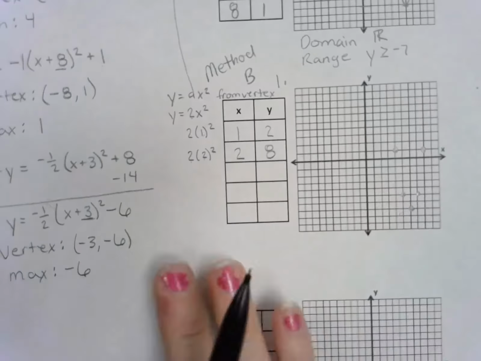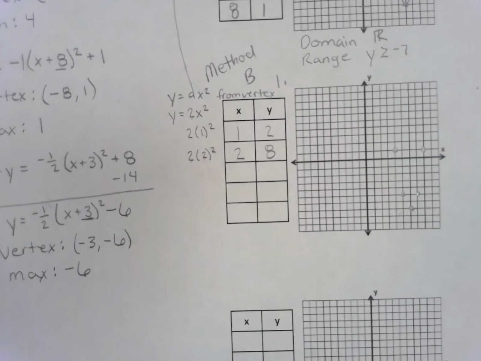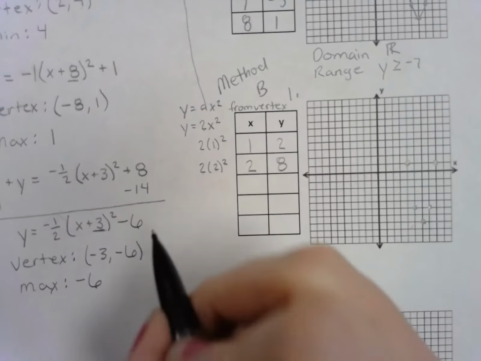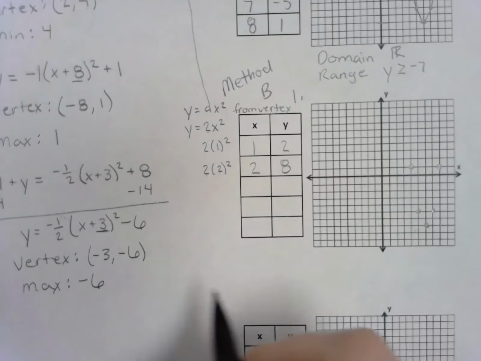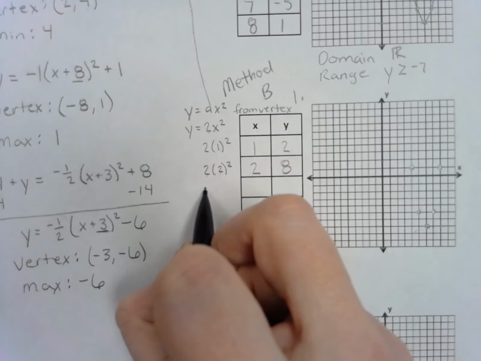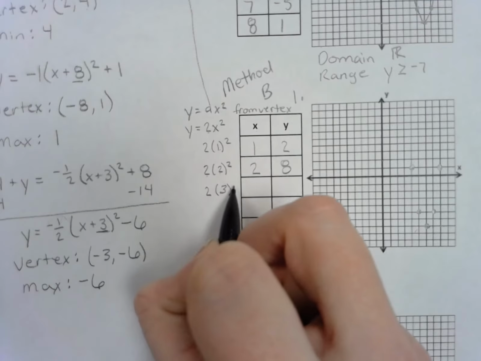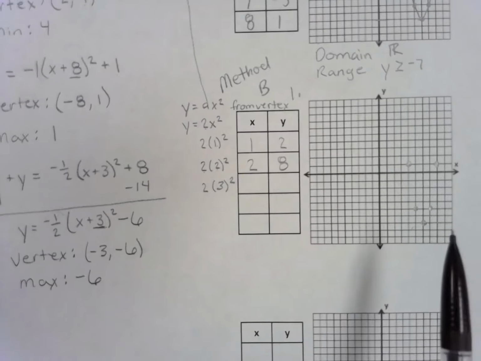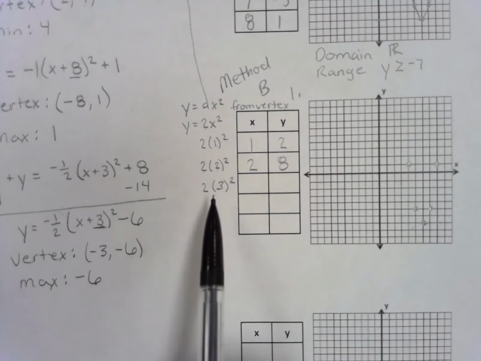5 points are plenty, but I know this is a new method, so I'm going to go ahead and show you how to do 3 x values away. But this would be plenty to be a complete graph. So 2 times 3 squared. Always be careful with order of operations. I find that some students want to multiply first and then square it, and that's breaking the law of order of operations. Make sure you do exponents first.